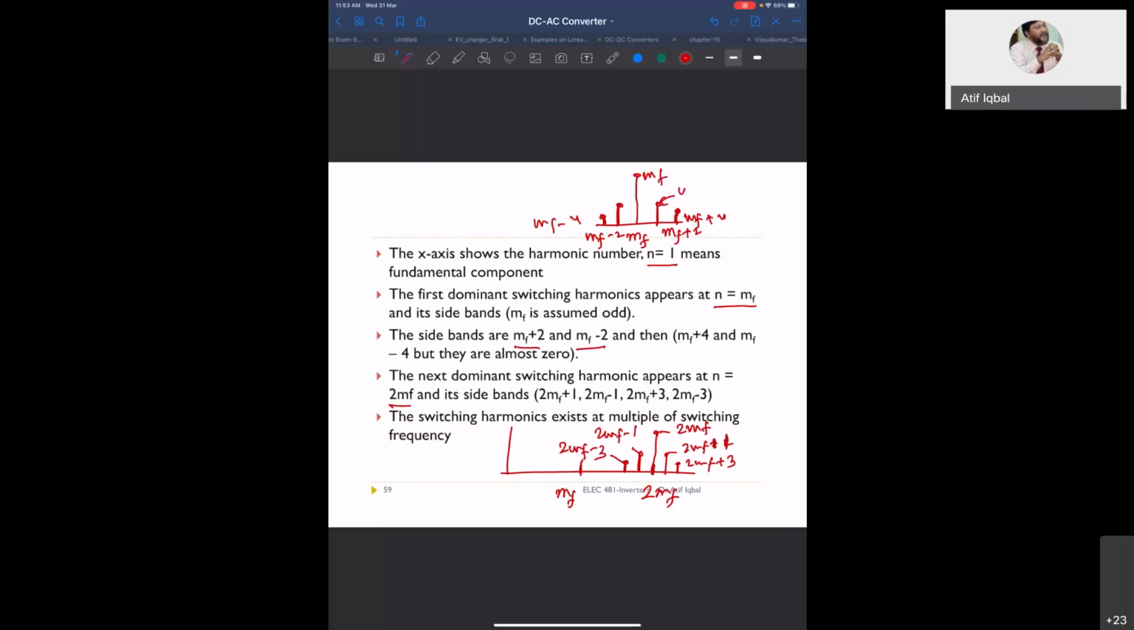This is mf, mf plus 2, mf plus 4, mf minus 2, mf minus 4. So this is how the harmonic components look. The switching harmonics exist at multiples of the switching frequency.